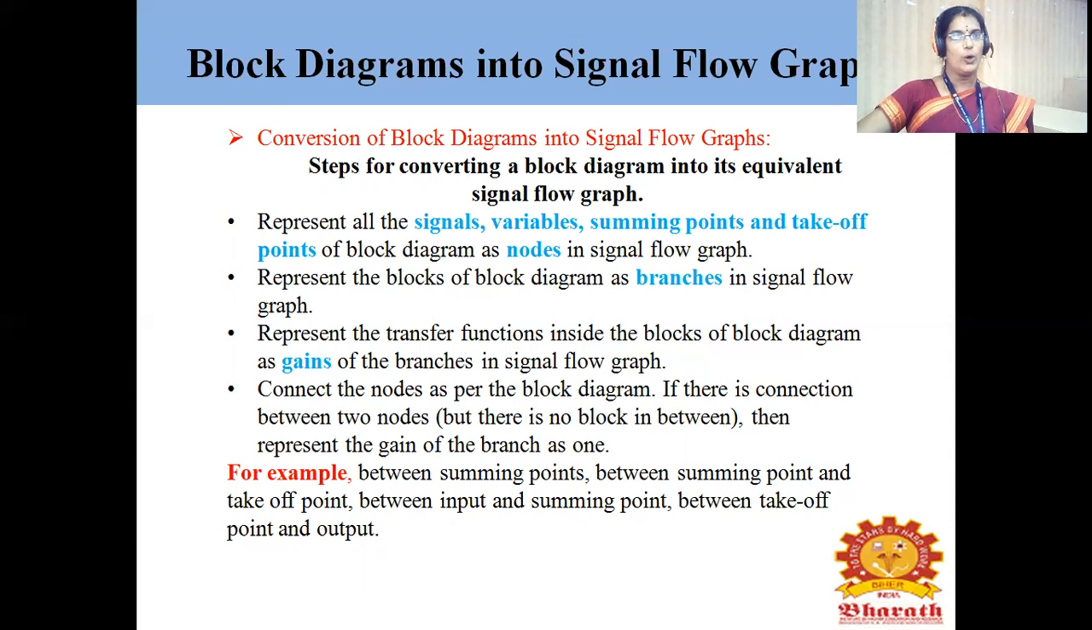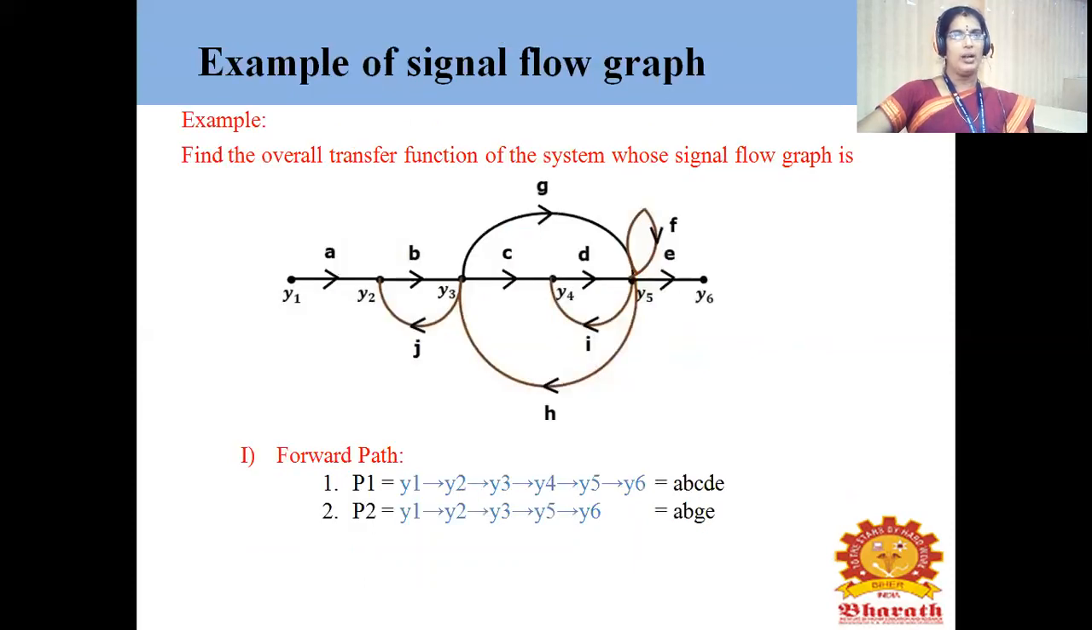That is, connect the nodes as per the block diagram. If there is connection between nodes, but there is no block in between, then represent the gain of the branch as 1. So these are the 4 steps which we are going to use for converting the block diagram into its equivalent signal flow graph. After converting, we will be using the Mason's gain formula in order to obtain the transfer function for the given system. Let us see one example.